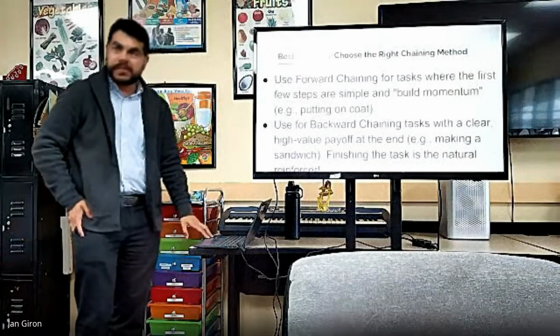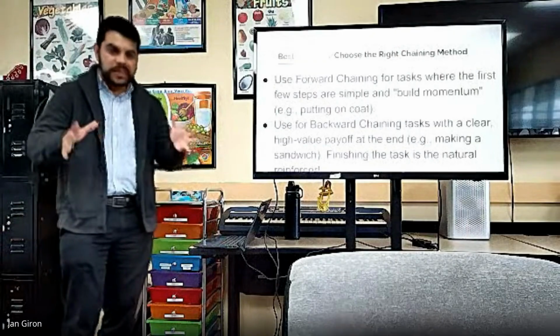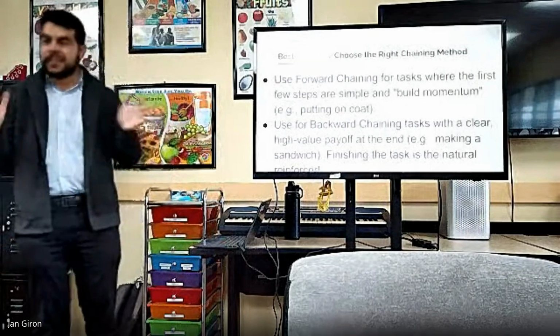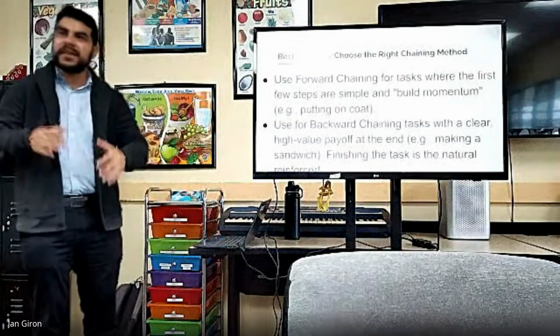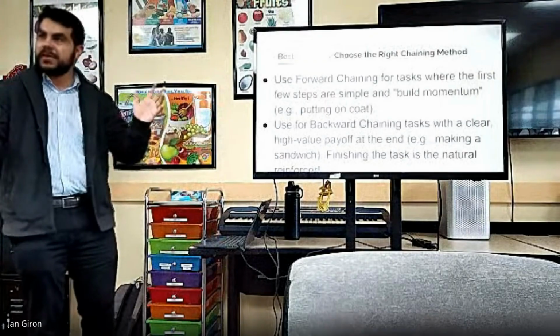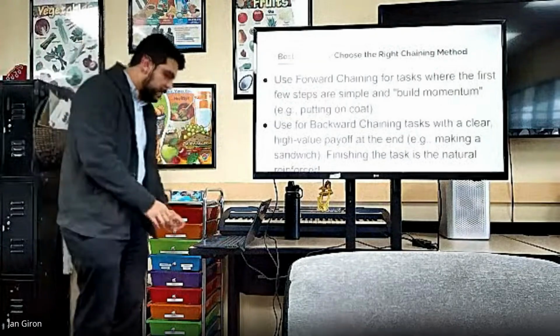But then for backwards chaining, this is for individuals who engage in escape maintained behavior. They don't like demands or tasks all that much. So we start from the very end, prompt that, and then bam, they got the reward, they got the reinforcer, and we can build off of there. Again, same idea behind demand fading.